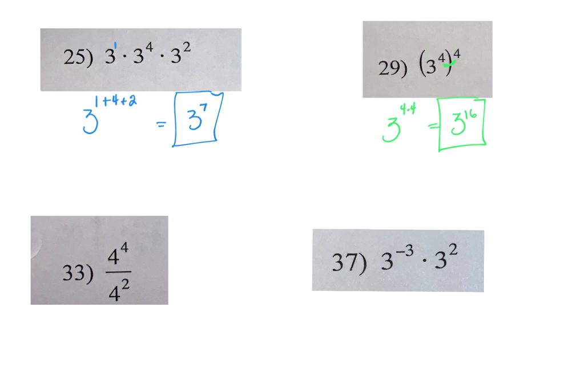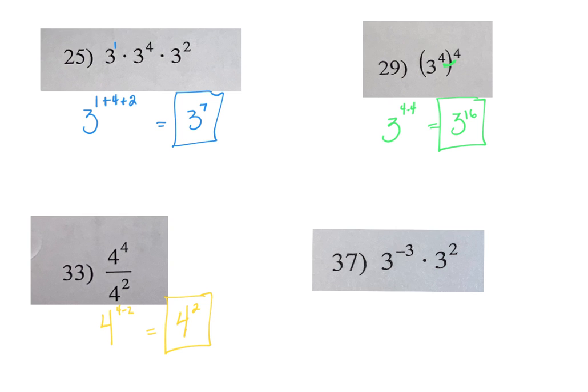The next one is my division rule. My division rule. What's my rule for division? What do I do with those exponents? I subtract. So this is 4 to the 4 minus 2. So this is going to be 4 to what power? Second power.